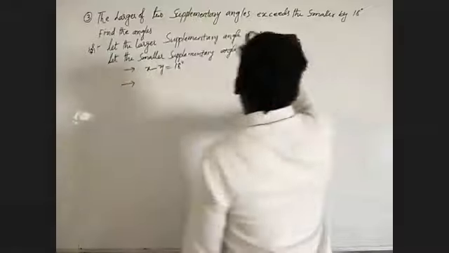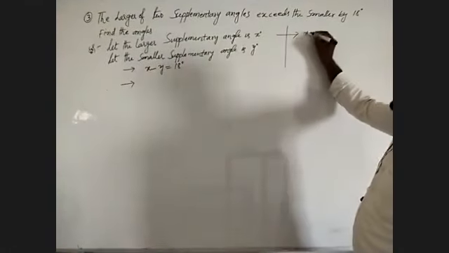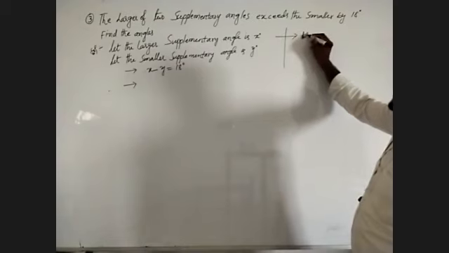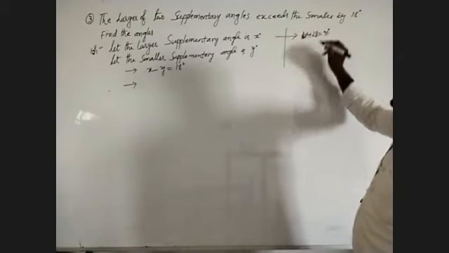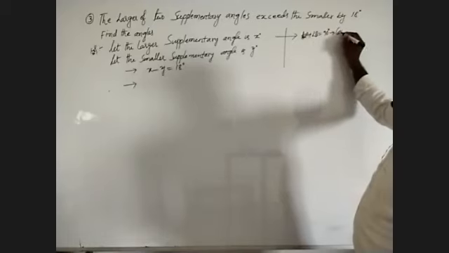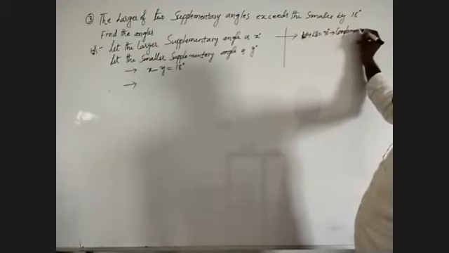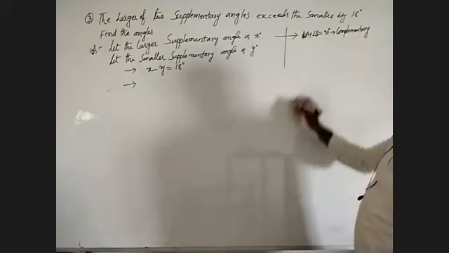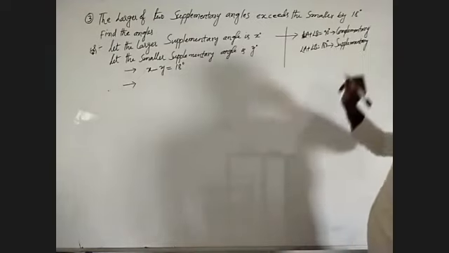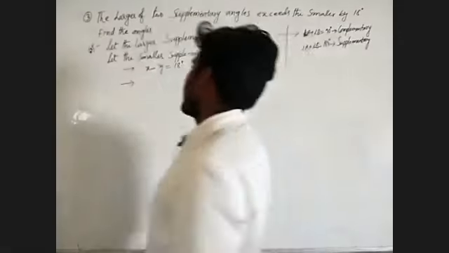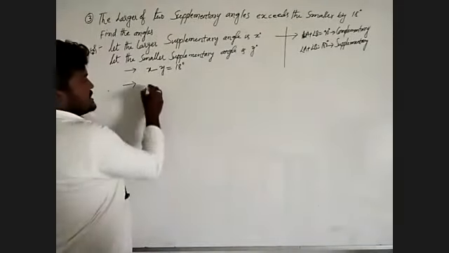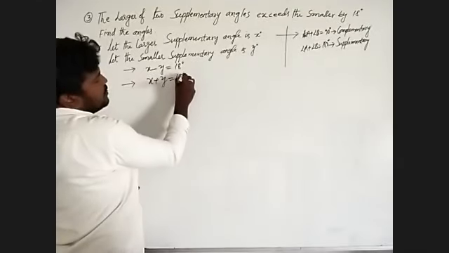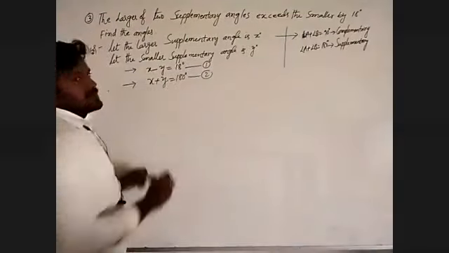And also we know two conditions. The sum of two angles, angle A plus angle B, is equal to 90 degrees when these angles are complementary angles, and angle A plus angle B is 180 degrees when they are supplementary angles. Here the sum of two supplementary angles means x plus y will become 180 degrees. This is equation number 1, x minus y equals 18. This is equation number 2, x plus y equals 180.